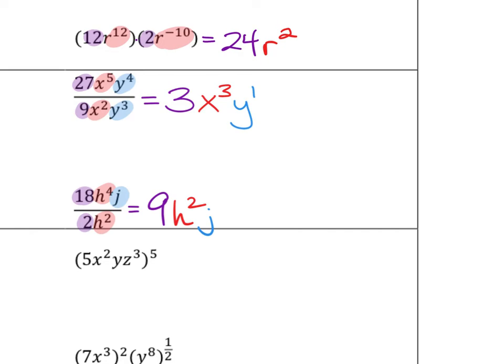Hopefully when you paused the video and tried this, you ended up with 9h squared j by taking the constants and actually dividing them, but then subtracting the exponents. Notice how j doesn't have anything to subtract with it, and that's cool. It's just going to hang out at the end of this term since it didn't get reduced at all.